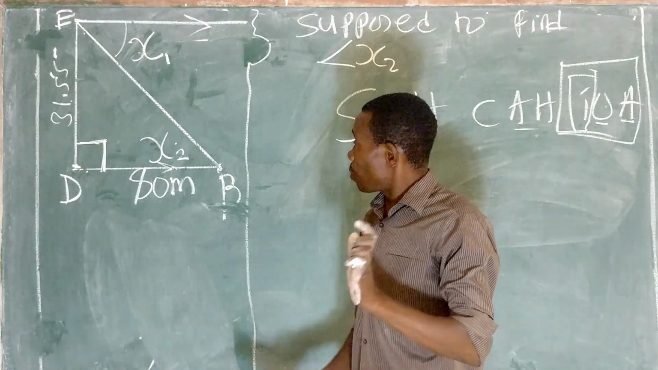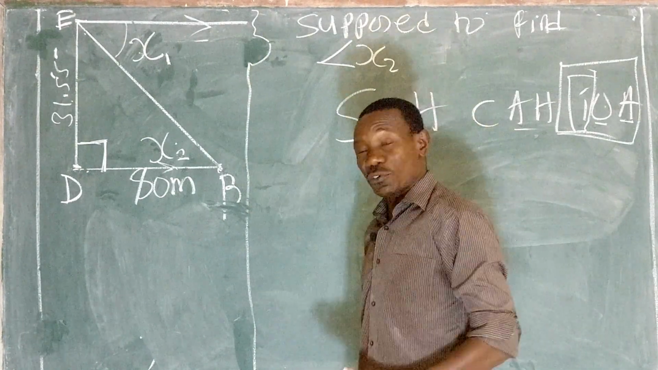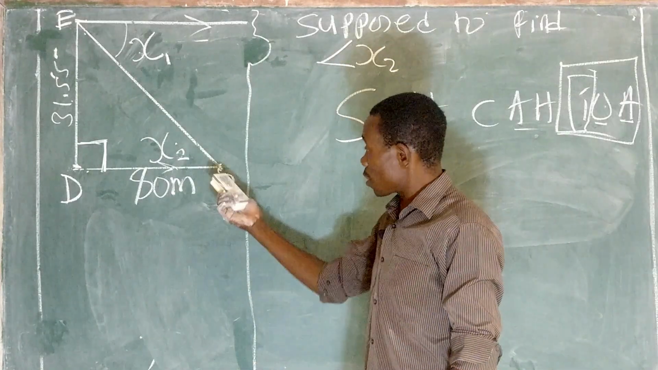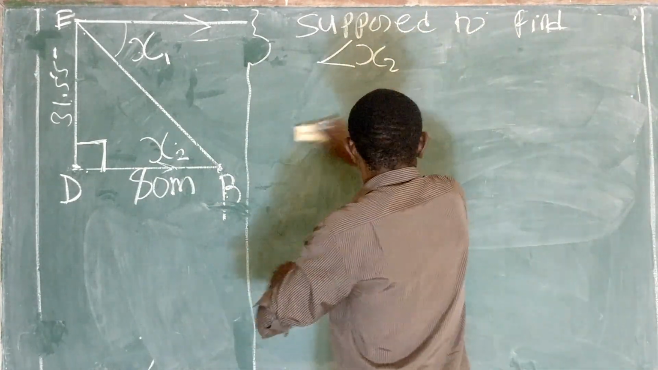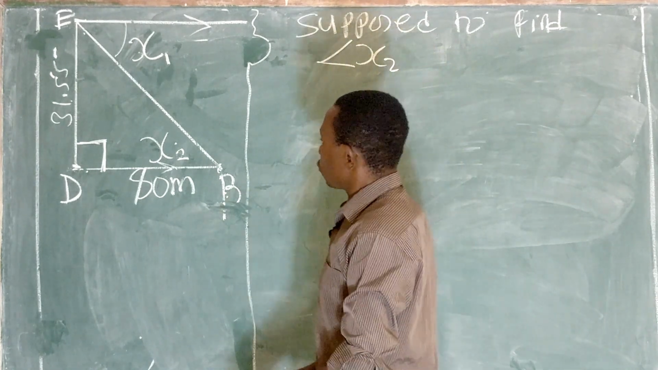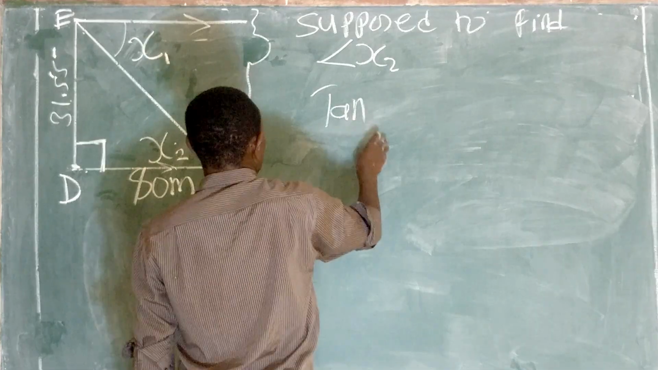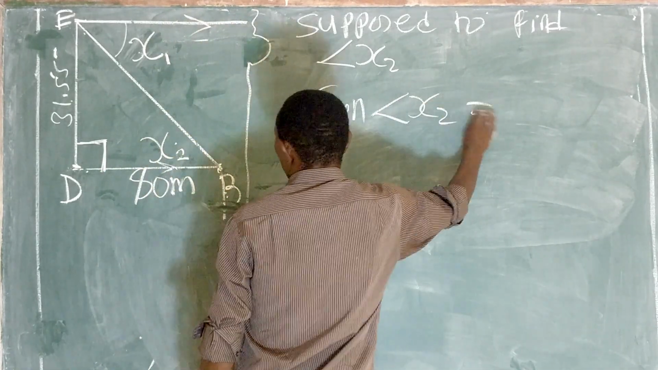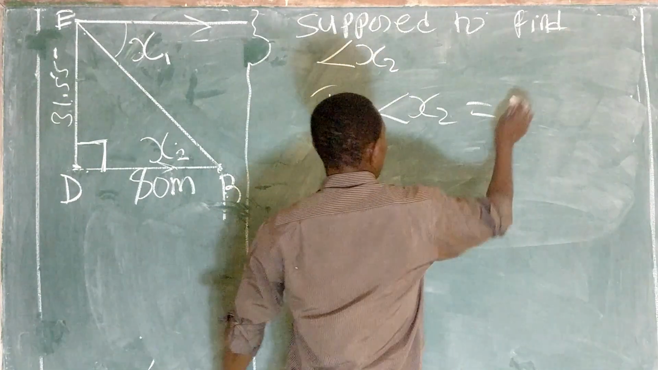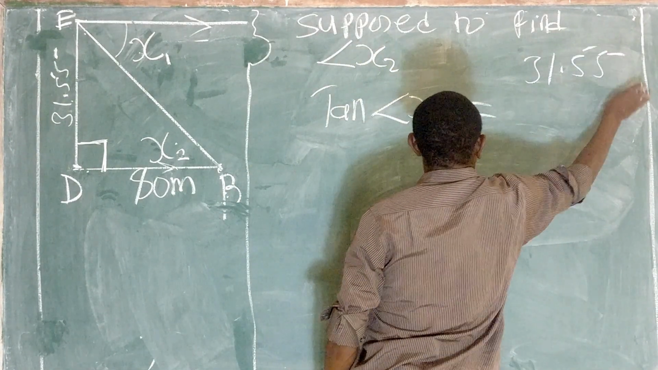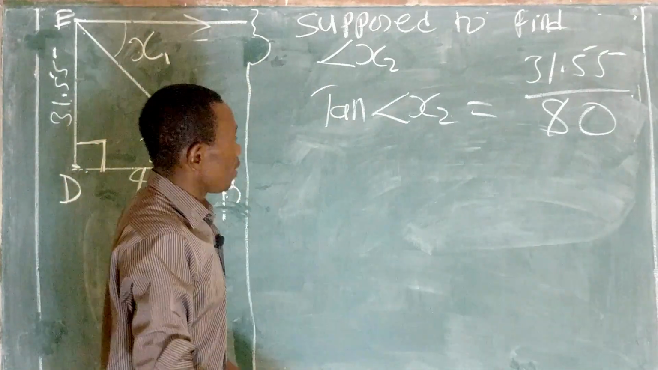So please do not memorize and don't rush. But please pick up the guides. What am I supposed to do when I meet such types of situations? What's more crucial here is to choose the ratio. What ratio should I take? Right. So straight we go to tan. So here I indicated: tan of angle x2 is equal to opposite over adjacent. So here we have 31.55 over 80. Right, so the two sides are related in the ratio.